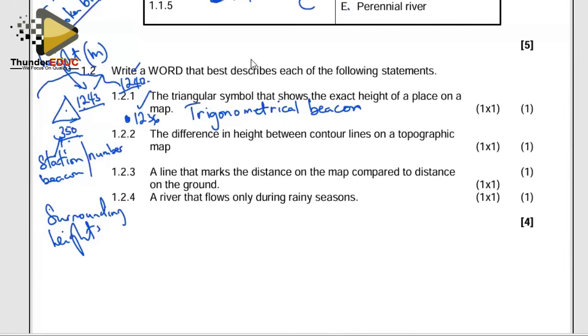Number 1.212. The difference in height between contour lines on a topographic map. The difference in height. If we check, your contour lines have got, say, that pattern.